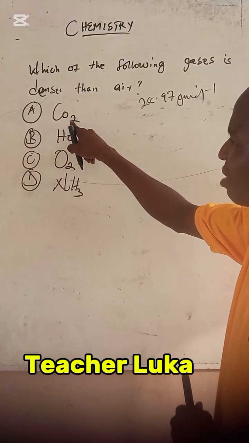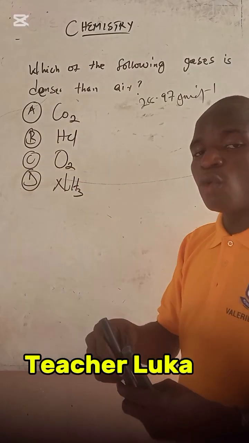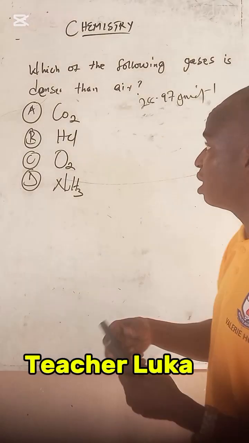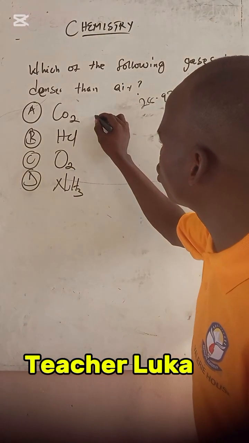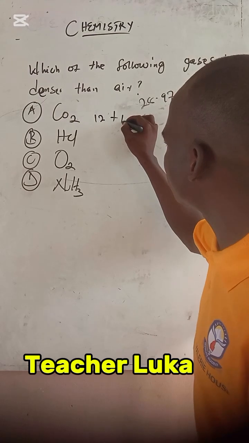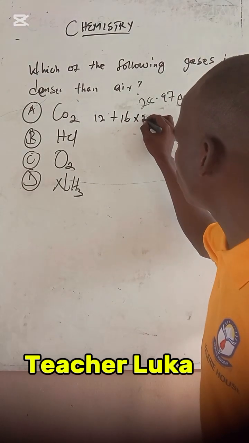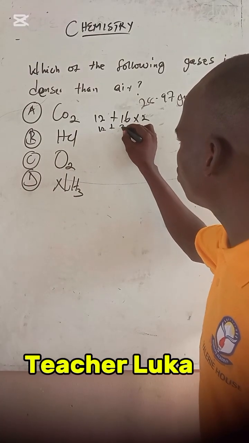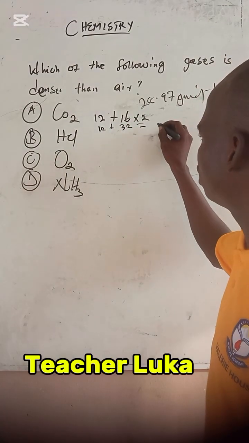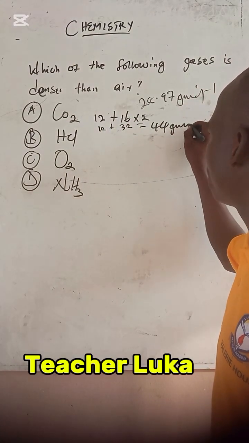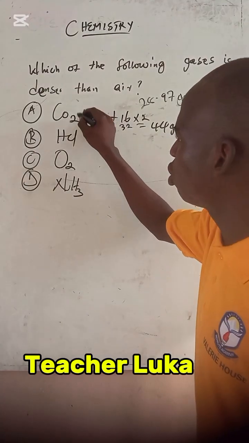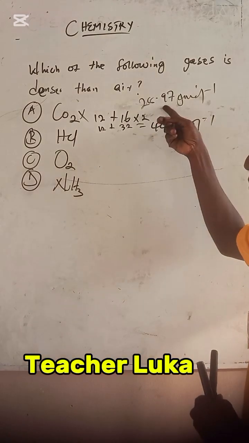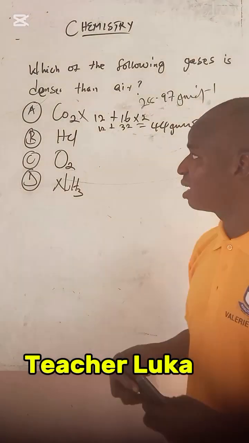So CO2, let's check the molar mass of CO2. Of course, we've recorded videos on molar mass, but for those who have not seen these videos, follow, you will learn, okay? So CO2, carbon is 12, plus oxygen is 16. We have two atoms of oxygen, so we multiply 16 by 2. So this is 12 plus 16 times 2 is 32, and of course 12 plus 32 is 44 gram per mole. So of course this is not the answer. Are you following? This 44 is bigger than 28.97. Do you understand? Now let's go to the next.